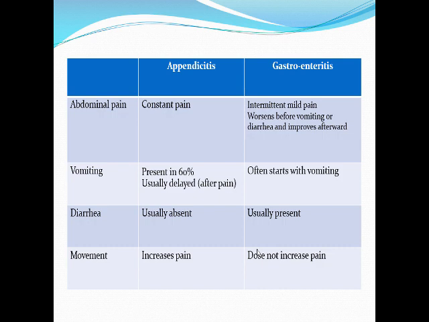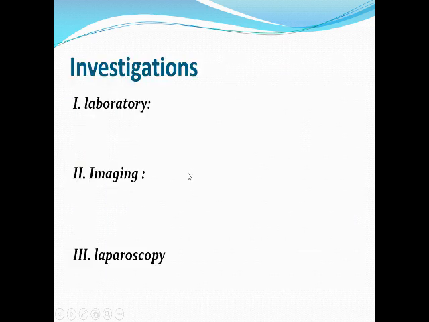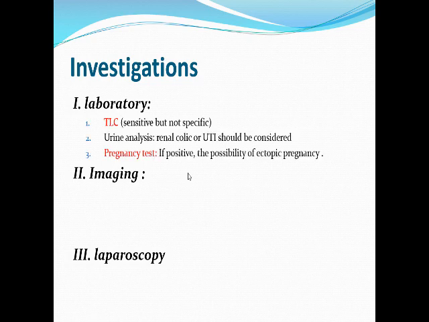This is a table differentiating between gastroenteritis and appendicitis. One of the main differences: vomiting before pain in gastroenteritis, pain before vomiting in appendicitis. How am I going to investigate? The investigation is like this. Laboratory, sure, you are going to ask for total leukocytic count. You will find leukocytosis, sensitive but not specific. Urine analysis to exclude associated urinary tract infection. Pregnancy test, if positive, I have found ectopic pregnancy, one of the differential diagnoses.